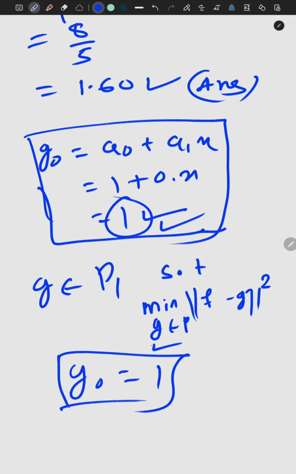I hope that you all understood it very well. This is a very nice and interesting question from functional analysis. I hope that you all enjoyed it. Thank you all.